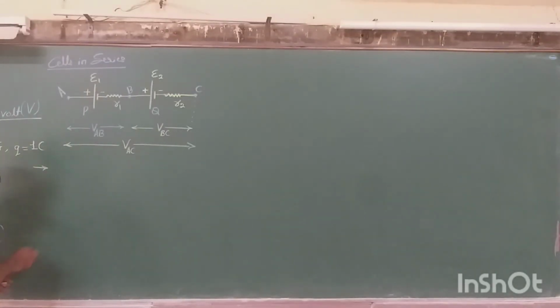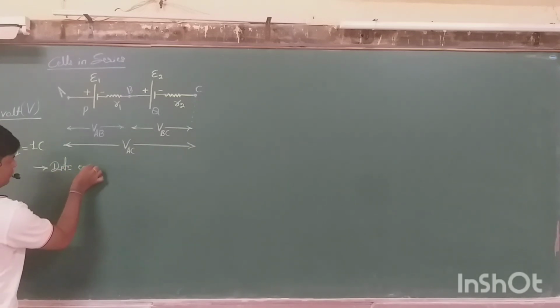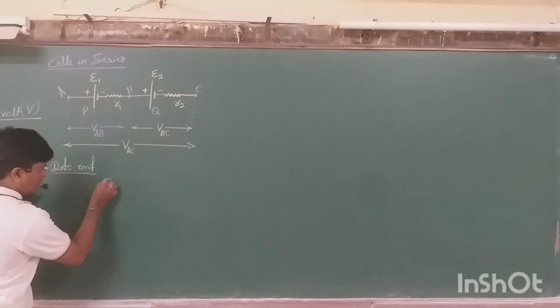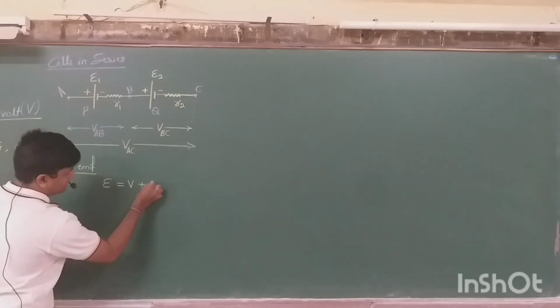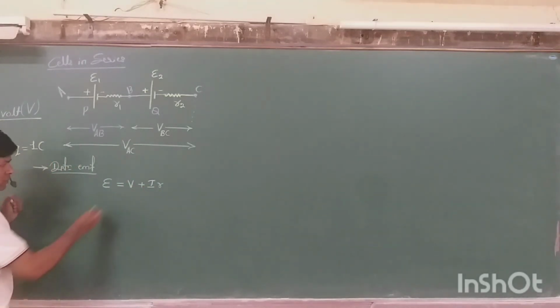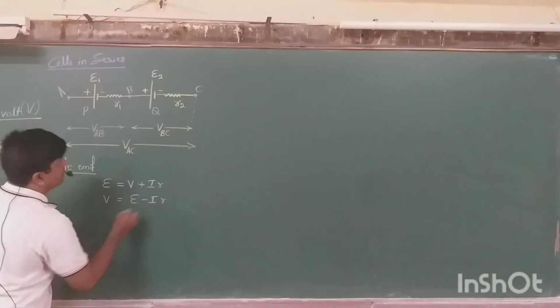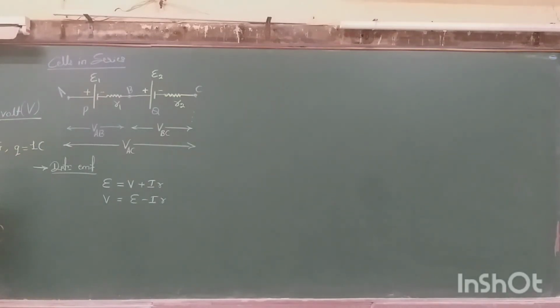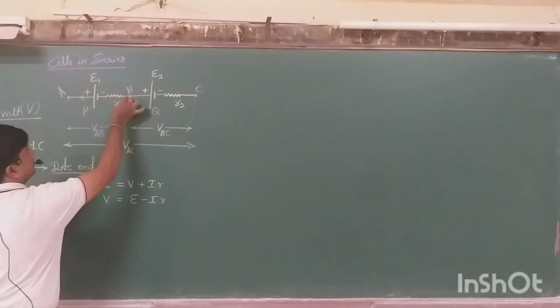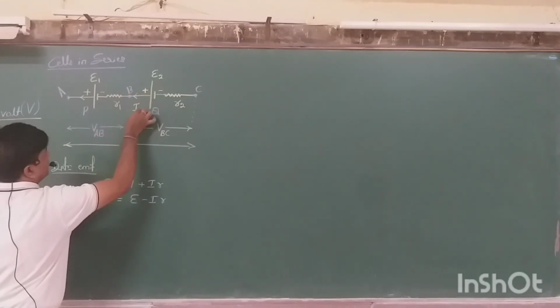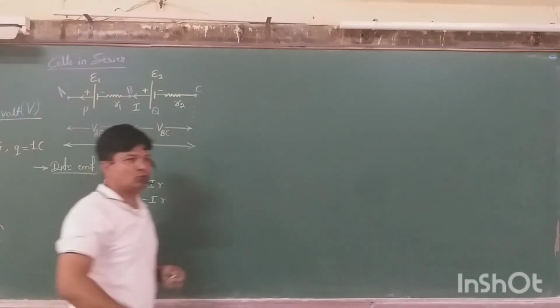By the definition of EMF, we have the expression E is equal to V plus IR. So V is equal to E minus IR. Here I stands for current. In series combination, current remains the same. This is the direction of current. I is the current flowing in the series combination.